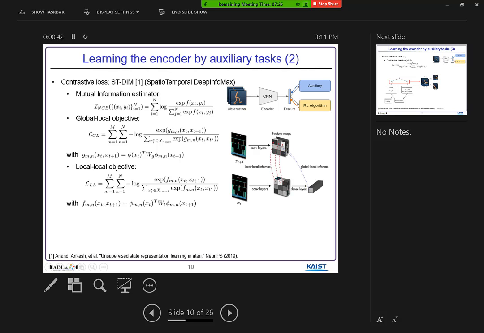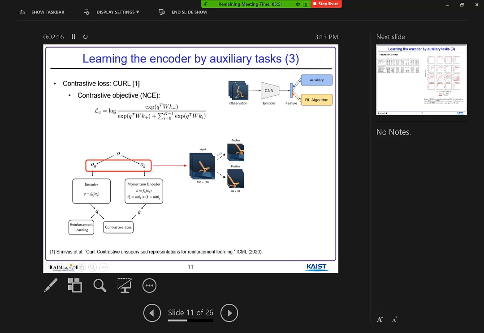And they're also using NCE, noise-contrastive estimation, to maximize the mutual information. And for the local objectives, they already maximize the equivalent feature. So the next paper here is also using the contrastive loss to learn the feature as an auxiliary task.